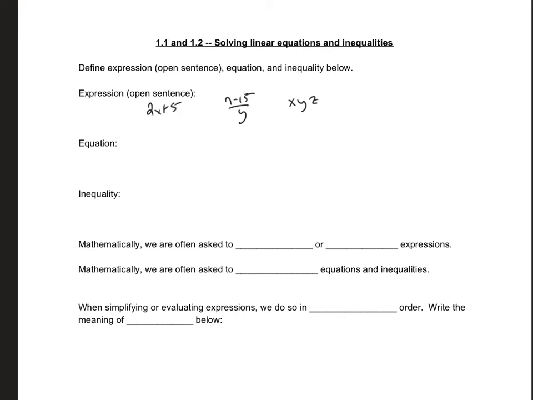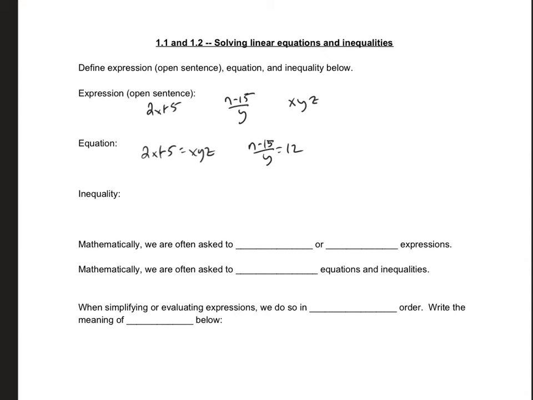Now, an equation is a mathematical sentence stating that two mathematical expressions are equal. That's a mathematical sentence stating that two expressions are equal. So an example of that might be 2x + 5 = xyz, or (n - 15)/y = 12.